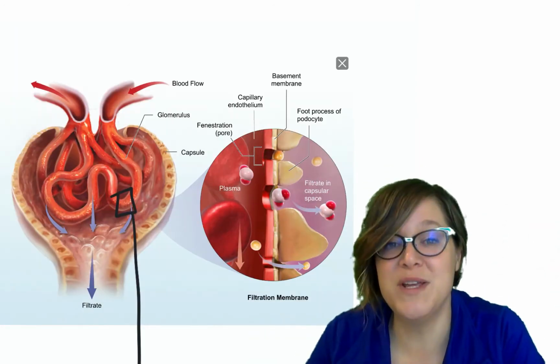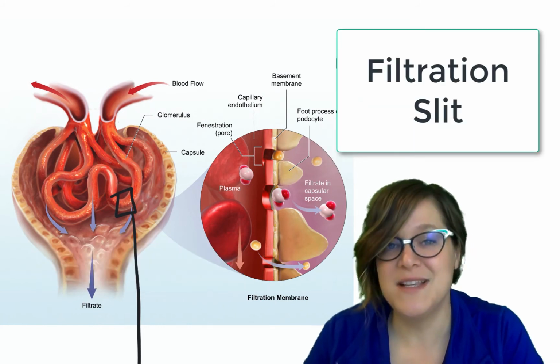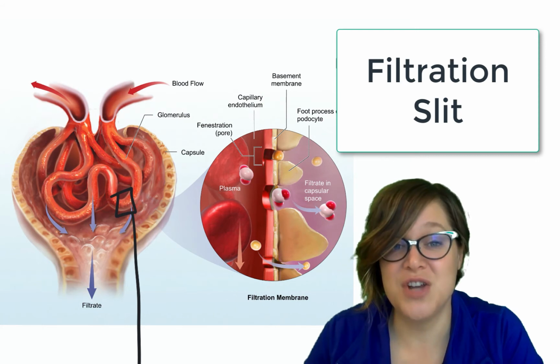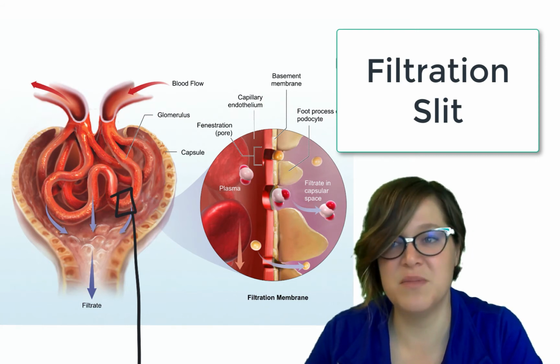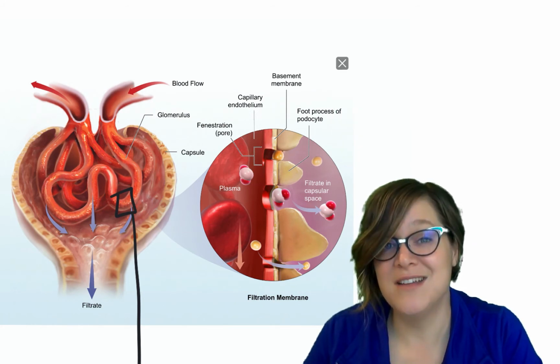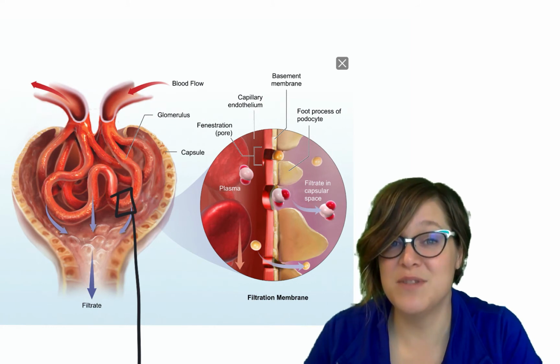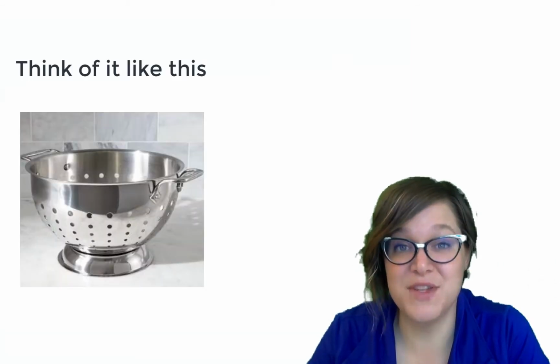The area between the podocyte and the fenestrations is called a filtration slit. Basically, because of all of these structures, big things can't get into the urine. So blood cells and large proteins can't get into the urine, but water and electrolytes and smaller molecules can get into the urine. And this is how that glomerulus does filtration.